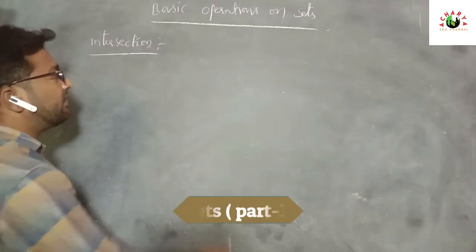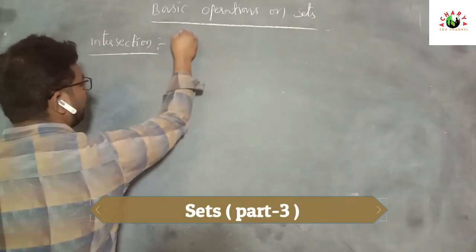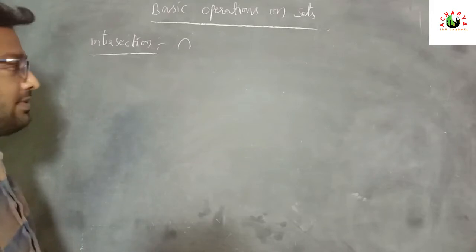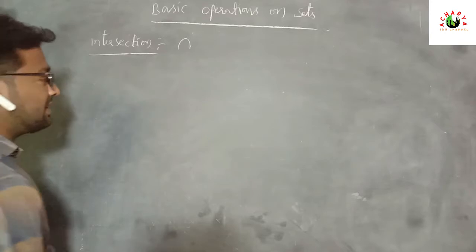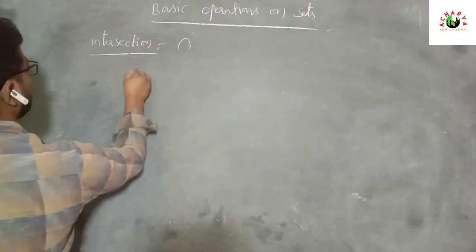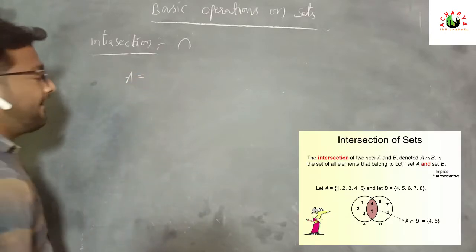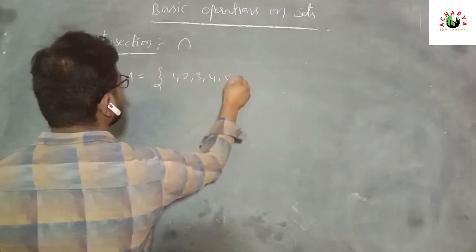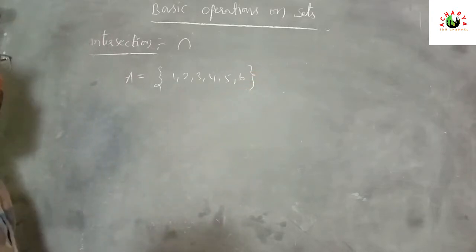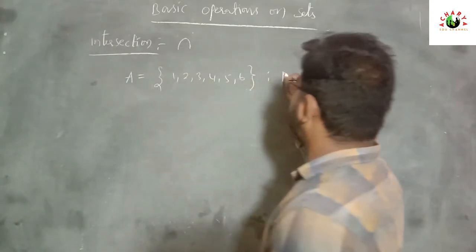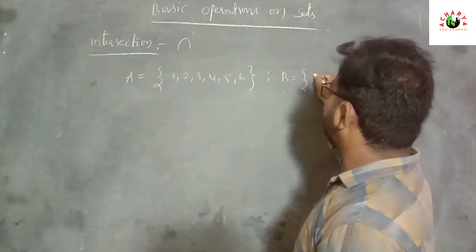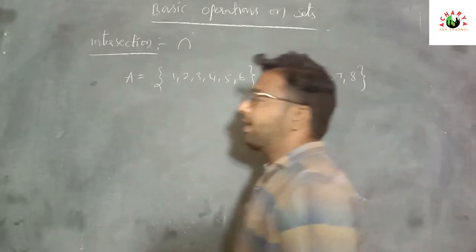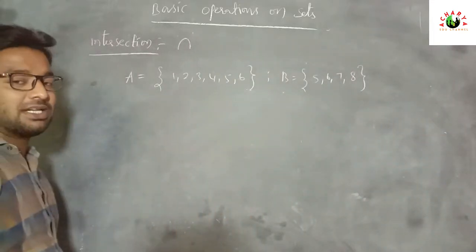Intersection. The symbol of intersection is reverse U. Now I am going to take one example. Here A is equal to the set of 1, 2, 3, 4, 5, 6. The set B is equal to 5, 6, 7, 8. Now find out A intersection B.